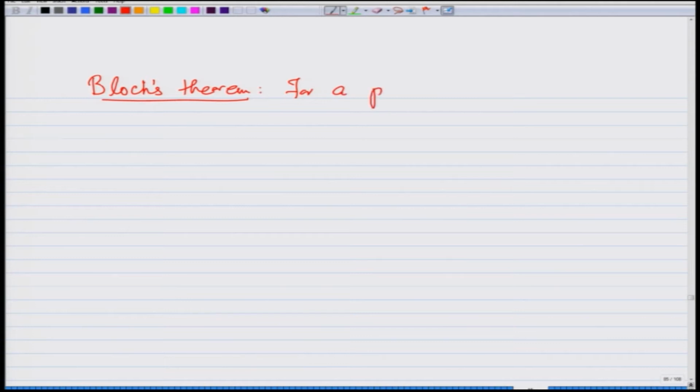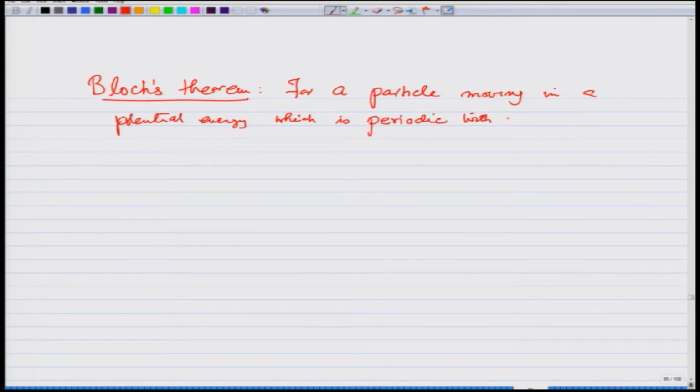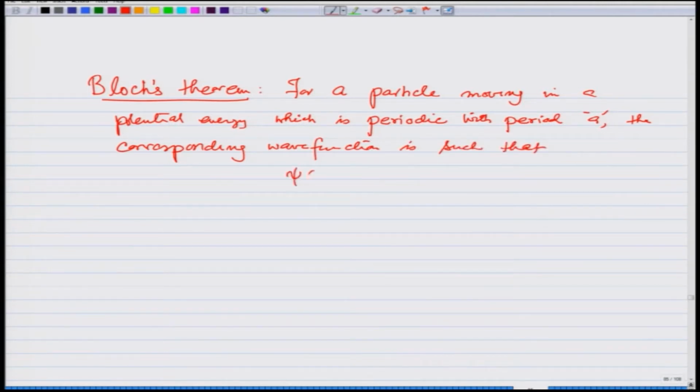For a particle moving in a potential energy which is periodic with period a, the wave function is such that psi(x plus a) is equal to e raised to i k a psi(x). That is the Bloch's theorem.